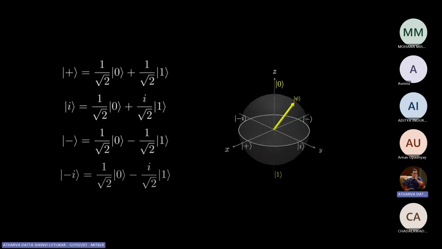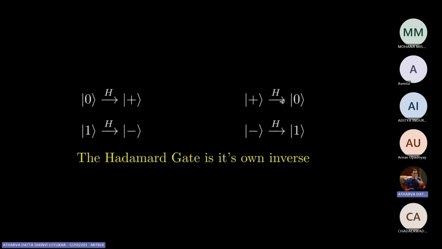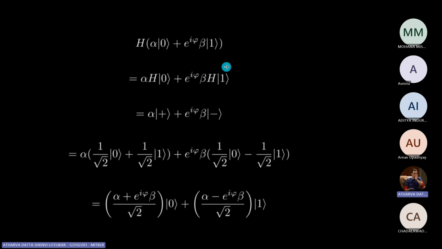It's not changing the magnitude at all, nor altering the qubit as a whole. What it does is it just changes the phase. And the Hadamard gate again is its own inverse, because if you apply the Hadamard gate on the plus axis, you get 0 back again. Similarly for 1, if you apply it, you get minus. And if you apply it on minus, you get 1 back. So again, the Hadamard gate is its own inverse. So this is the whole mathematical representation of it.